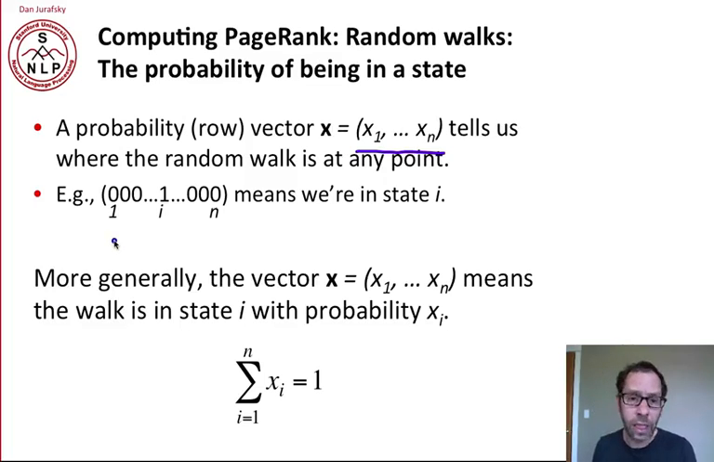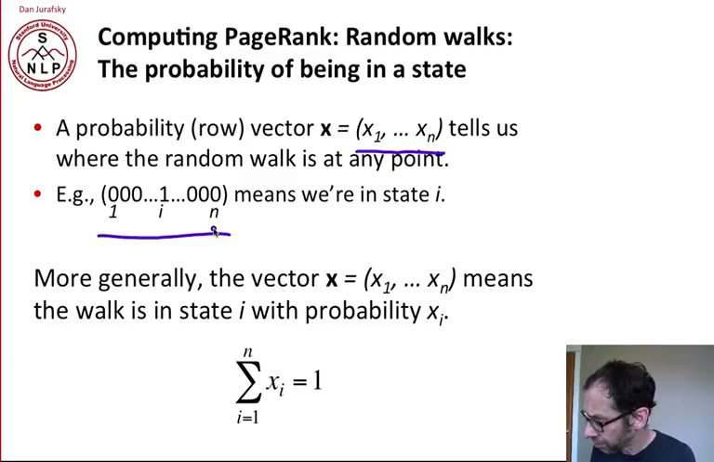Let's say that we're either in a state or we're not. So let's say there's n possible nodes on the web, or states in our search, in our walk, and the vector is 0, 0, 0, 0, and then a 1 at position i, and then a lot of other zeros, means that we're in state i. So the 1 means we're in state i, and the 0 means we're not in any of the other states. We're not in state 1 or state n or so on.